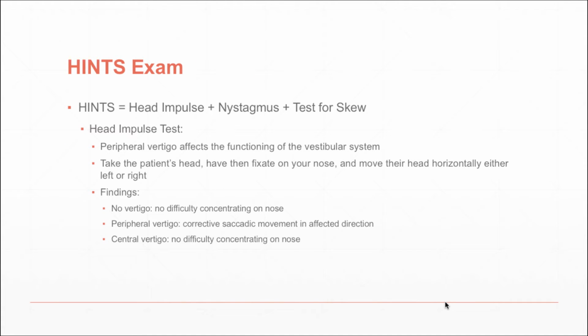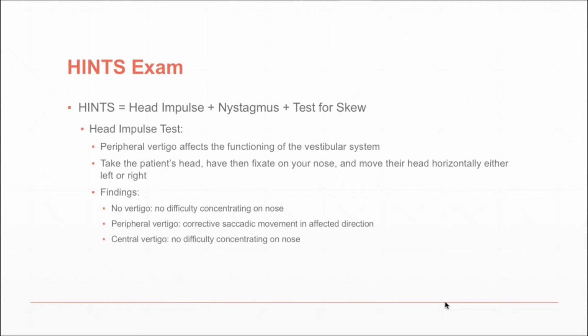Now the HINTS exam. The HINTS exam became really popular a couple of years ago, and what they say is that it's 100% sensitive for central cause of vertigo. So it's a little confusing. A lot of people don't really know what it means, what's a positive test, what's a negative test. A HINTS exam is 3 different tests: the head impulse test, you're looking at nystagmus, and you're doing a test for skew. The head impulse test is the one that confuses people a little bit. An abnormal finding on a head impulse test is actually reassuring.